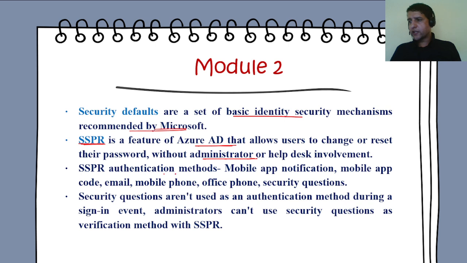So SSPR authentication methods: one is a mobile app notification, mobile app code, or you can use an email, mobile phone, office phone, or security question. So please remember these authentication methods for SSPR, for MFA, for Azure AD, because they ask a question based on this concept. Security questions are not used as an authentication method during a sign-in event. Admins cannot use security questions as a verification method with SSPR. Very important.